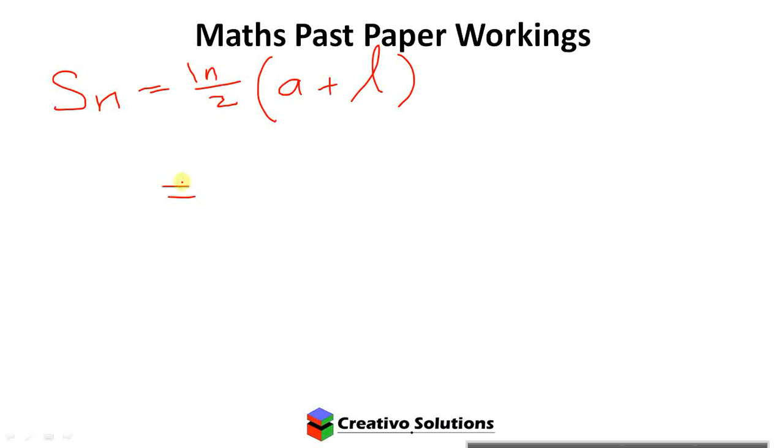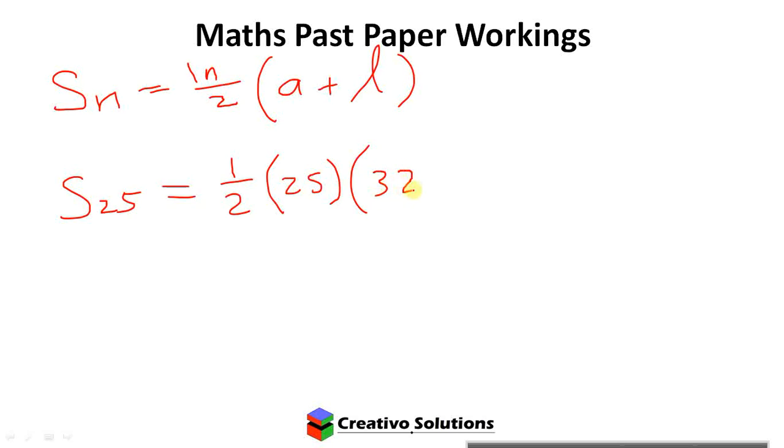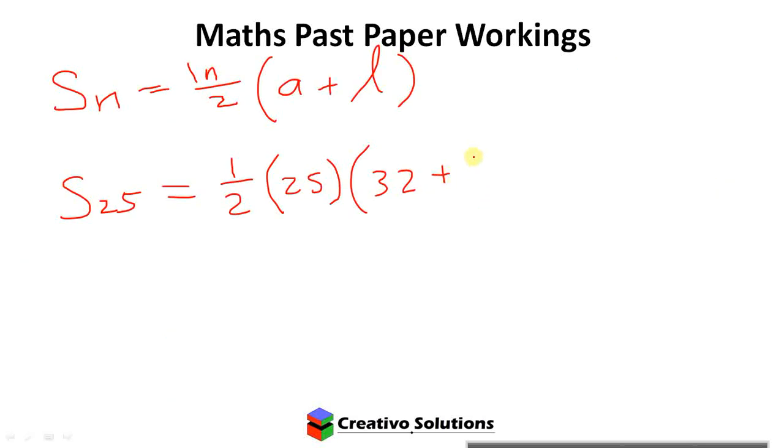Okay, so n we know is how much? 25. Right, which is a half 25. A we got as what? Let's go back. A was 32 plus the last term, which was minus 28.